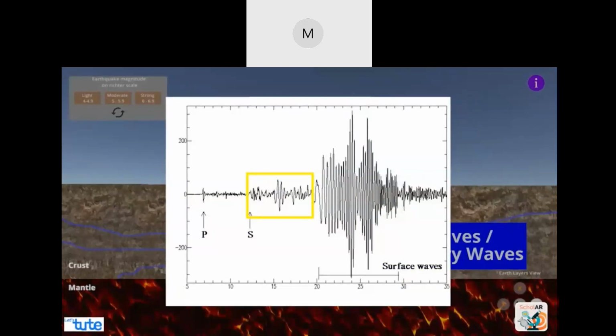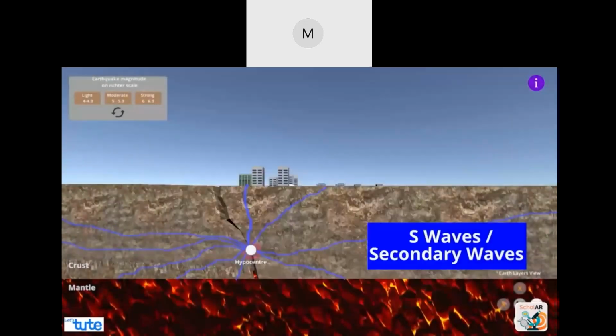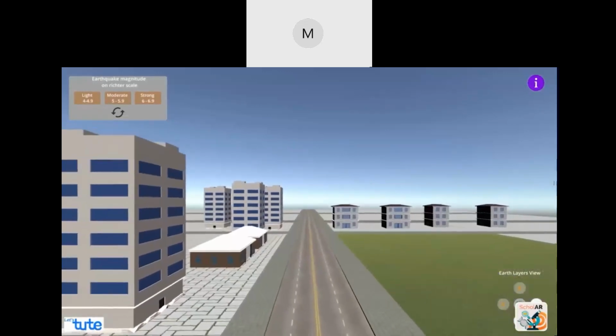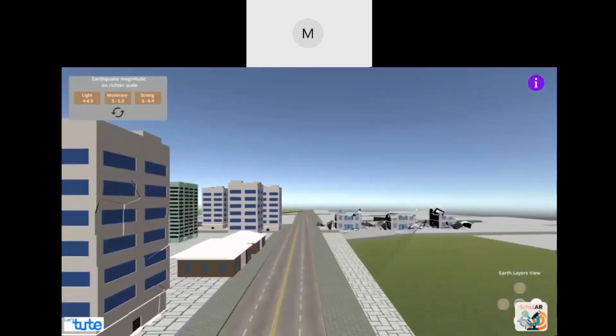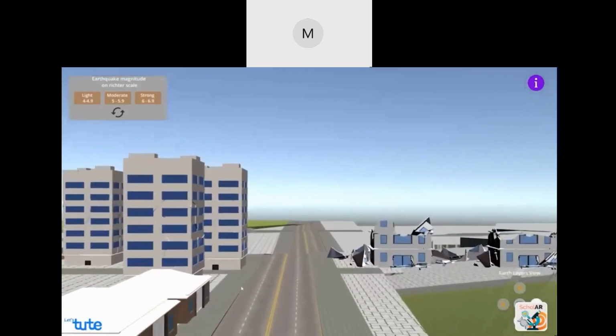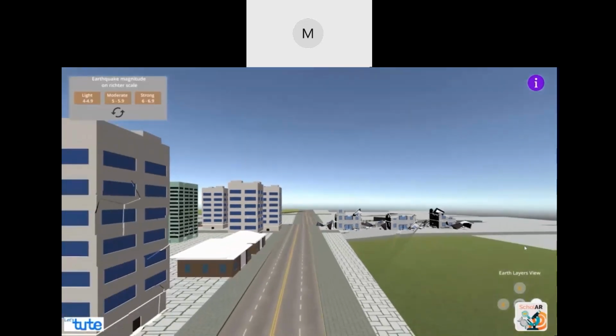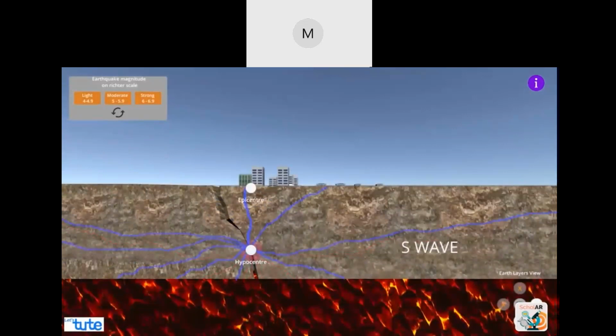Now these S waves hit the surface and start the earthquake. The point at which the earthquake originates on the surface is called an epicenter. After the P and S waves come the surface waves, which are the most destructive waves as they cause the movement or displacement of the rocks, which leads to the falling of structures and harm to life. Let's once again see the formation of P and S waves.